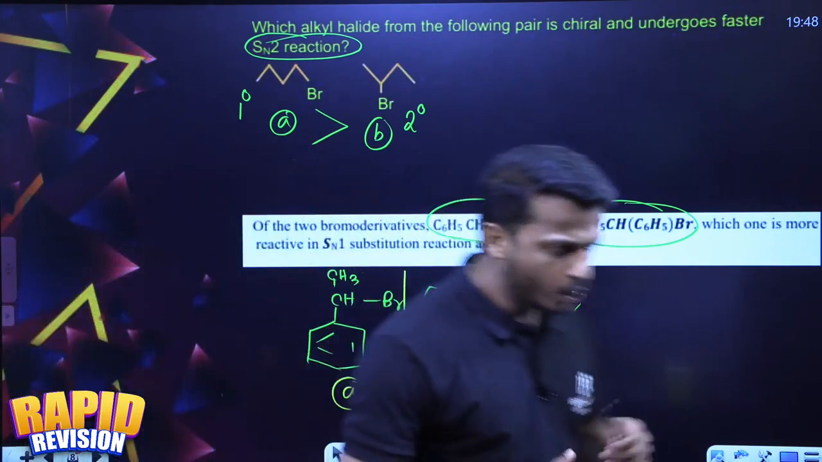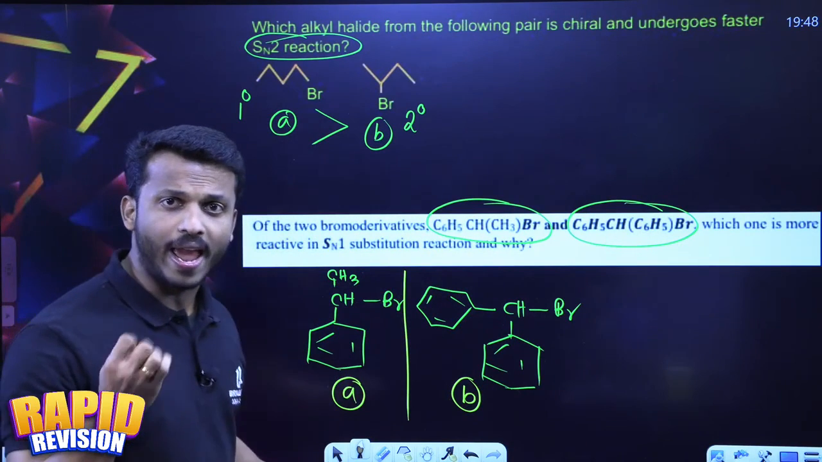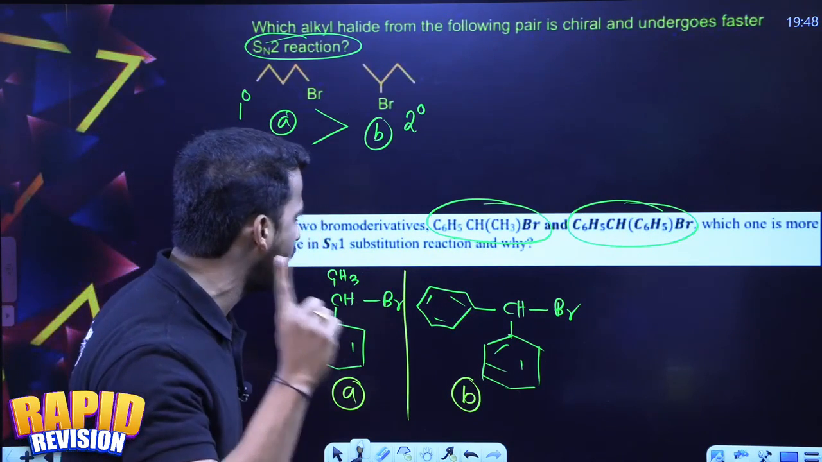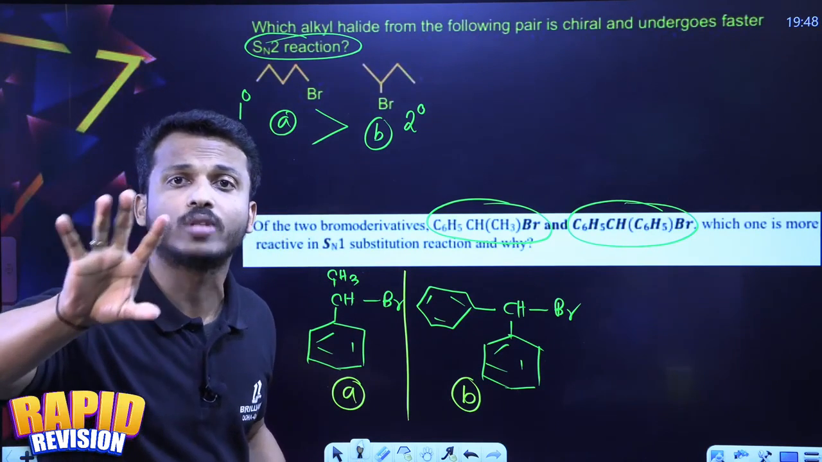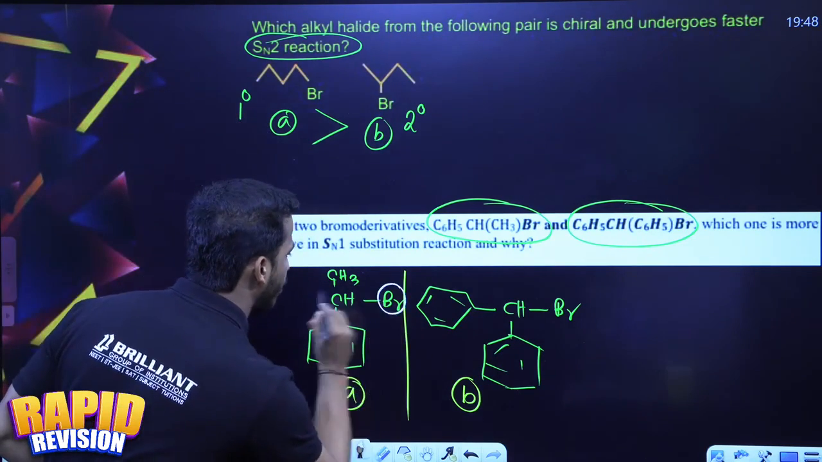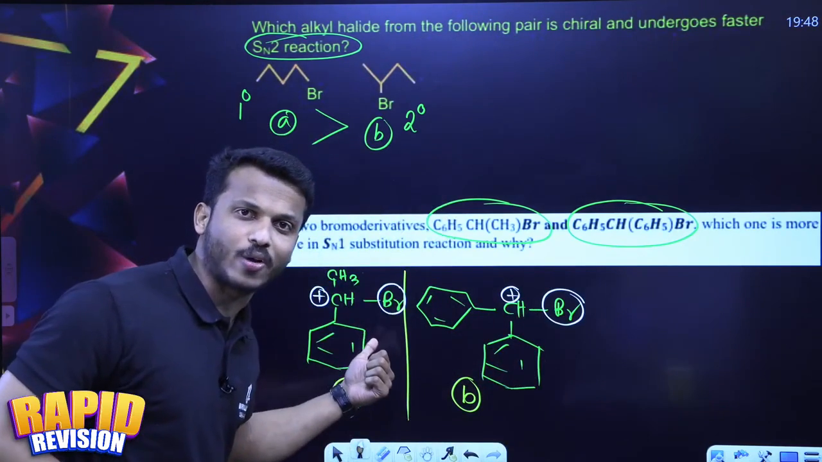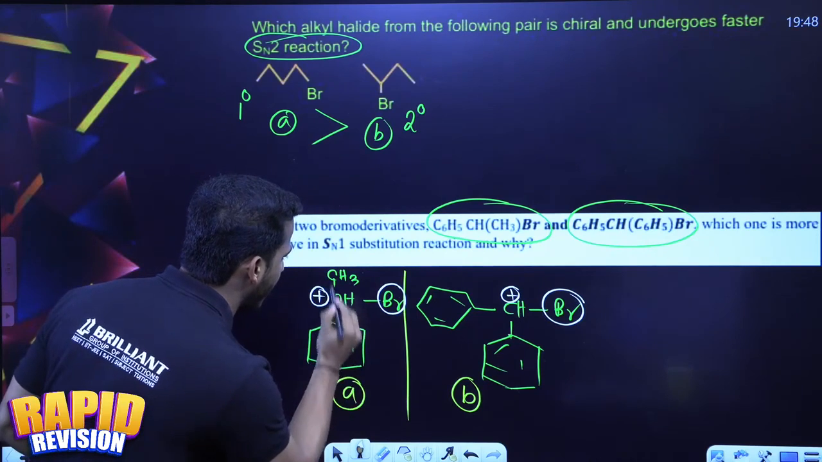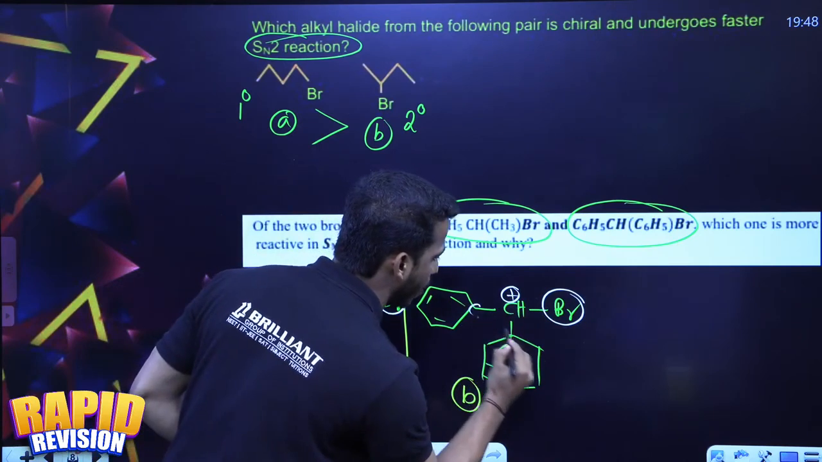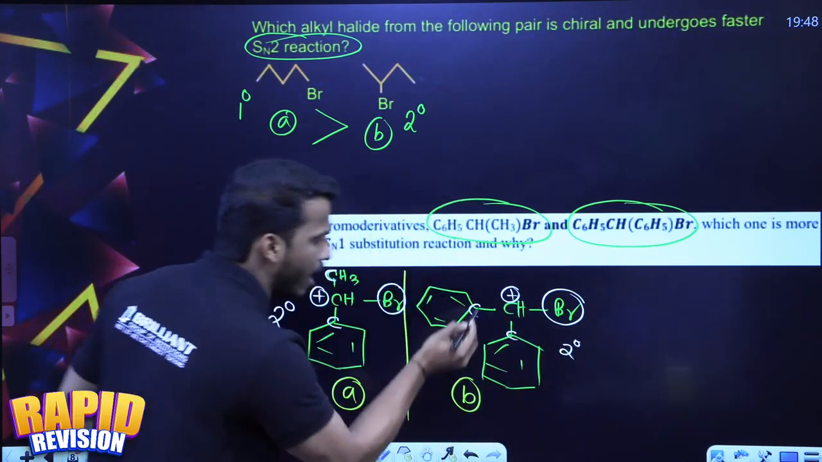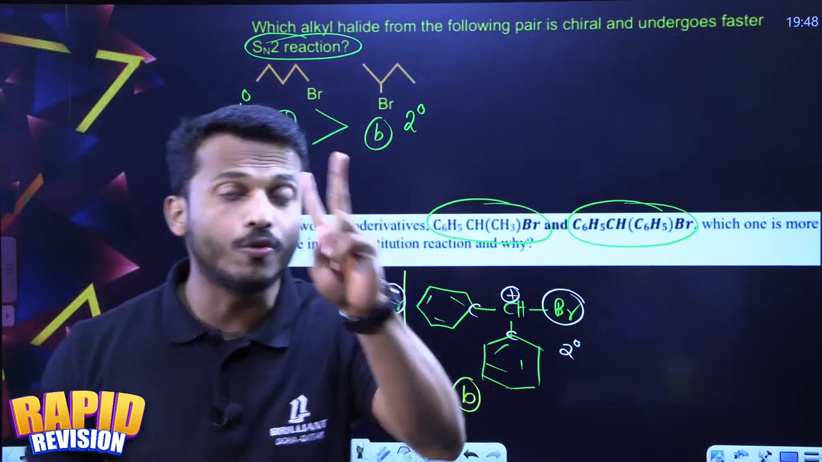Come on, all of you. Among these two compounds A and B, which will undergo SN1 reaction faster? SN1 reaction, if they are asking you, please remove the halogen first. Remove the halogen, make the carbocation. Which carbocation is this? It is actually secondary because it is connected to 2 carbons. It is secondary, and this carbon is also secondary. But dear all, the second one contains 2 phenyl rings.